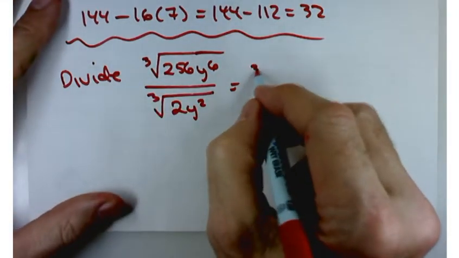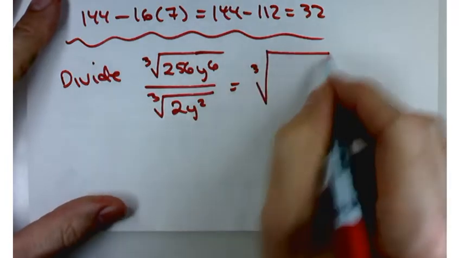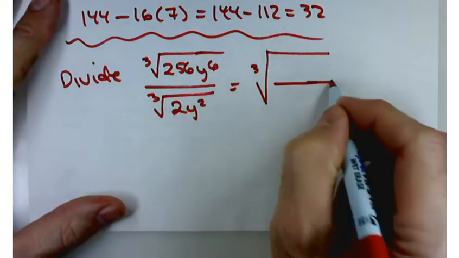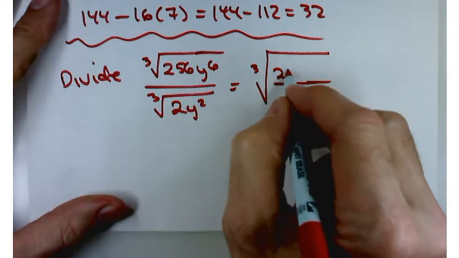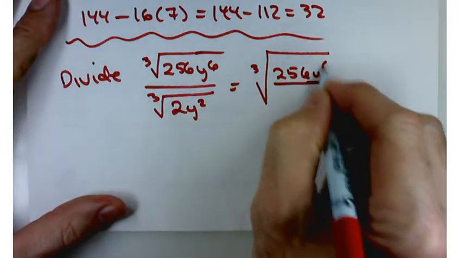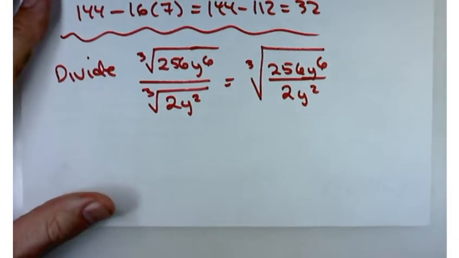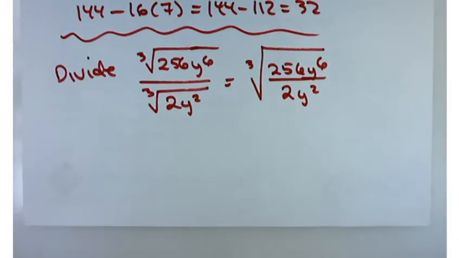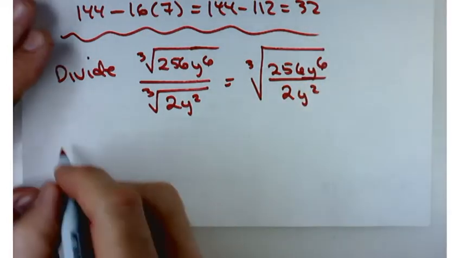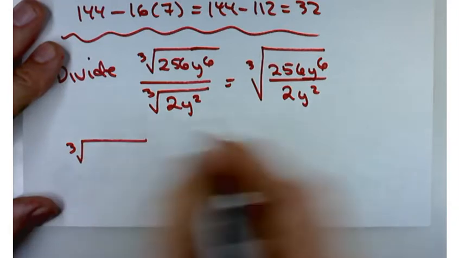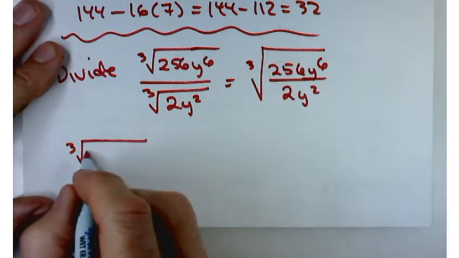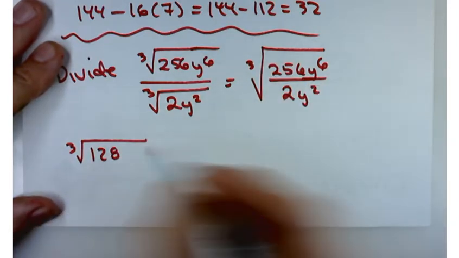And what I'd like to do right now is make that one big radical. So 256 y to the 6th over 2 y squared. Now what's the advantage of that? How did I help myself out by doing that? Yeah, now you can cancel, right? This is going to become the cube root. Well, 2 goes into 256, 128 times.